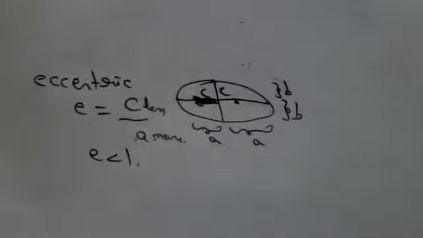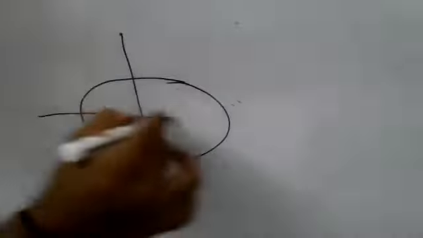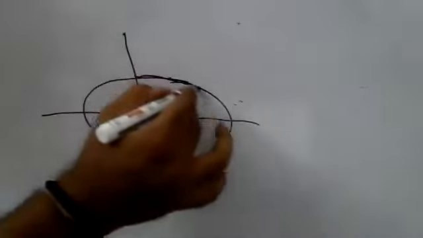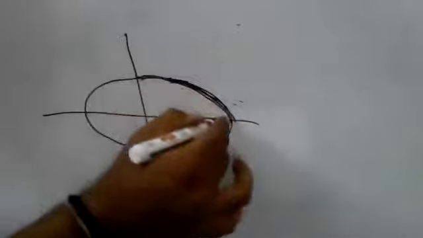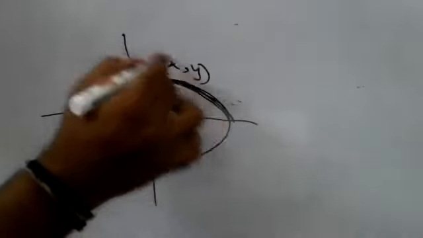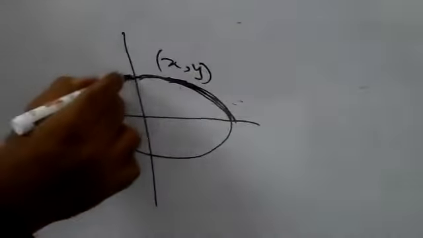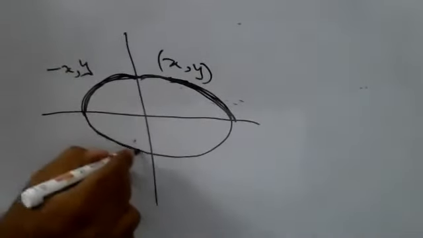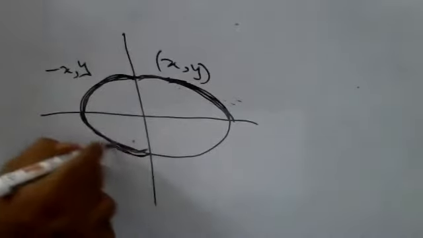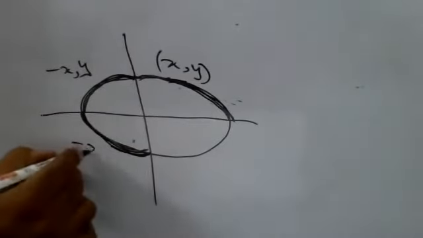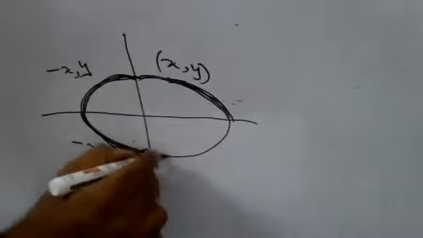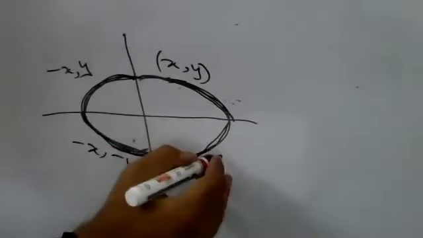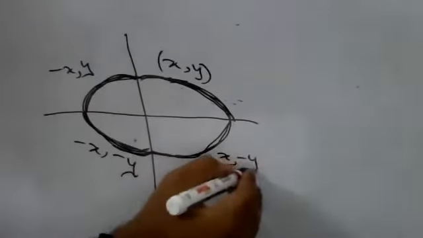Whenever we are taking the coordinate axis, children, please see here. Any point coming here, we will take as X and Y. Any point coming here, we'll take as minus X, plus Y. Can anyone say any point coming here, what we will take? Minus X, minus Y. Very good. Can anyone say what are the points here? Plus X, minus Y.